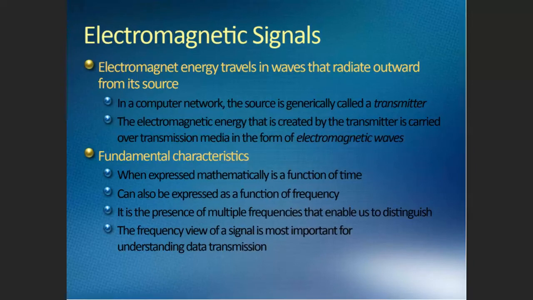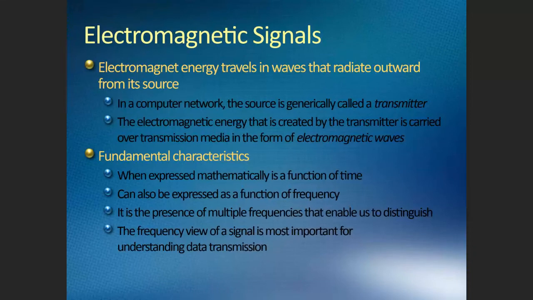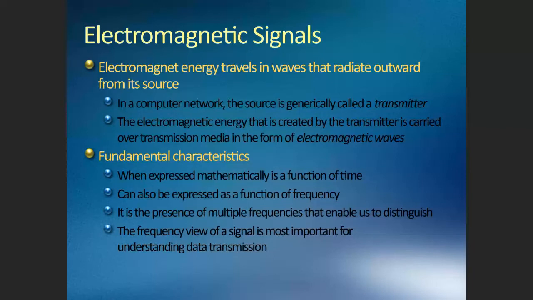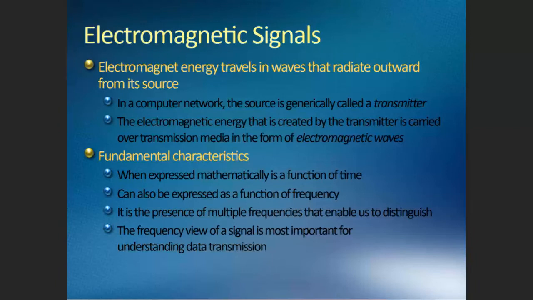So it will radiate outward from its source. I have a transmitter, everything will be radiating or traveling in waves from the center. In a computer network, the source is generically called a transmitter or sender. In computer network, we call it sender. In telecom, we call it transmitter. The electromagnetic energy that is created by the transmitter is carried over transmission media in the form of electromagnetic waves or signals.